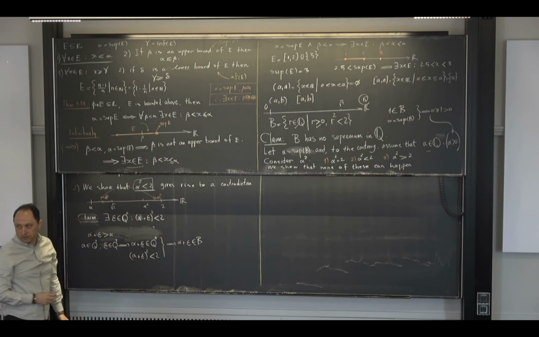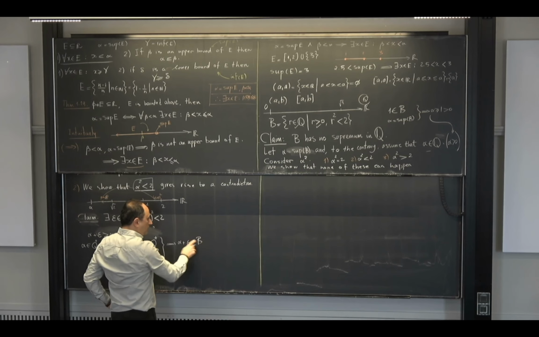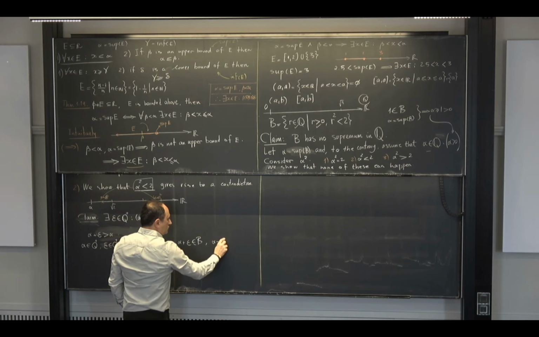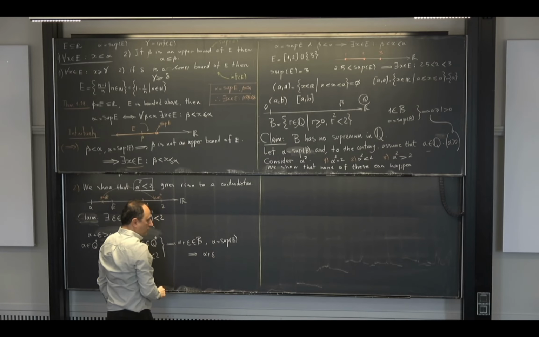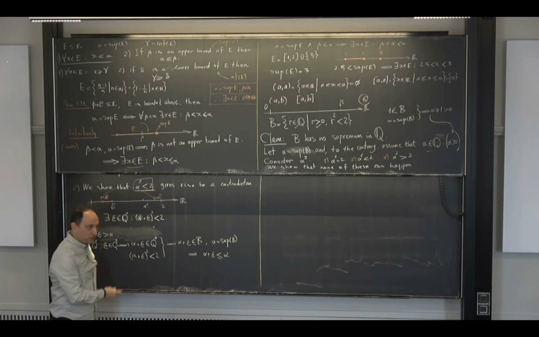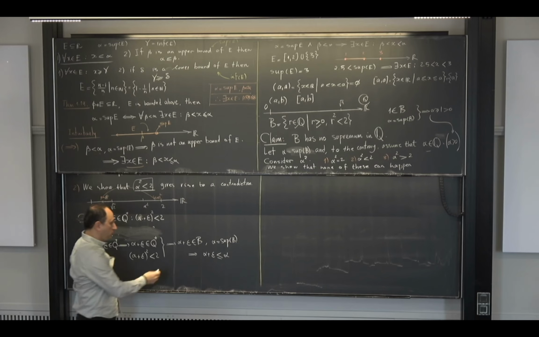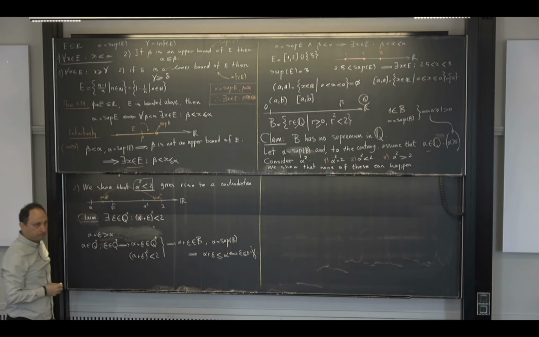This is the contradiction. Yes? Because alpha plus epsilon is in B and alpha is the supremum of B. So this means that I have to agree that alpha plus epsilon is less than or equal to alpha, which is a contradiction now. This means that epsilon should be less than or equal to 0, and that is my contradiction. Is that clear?